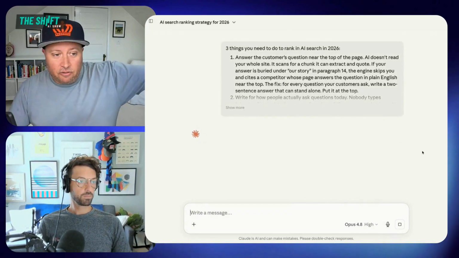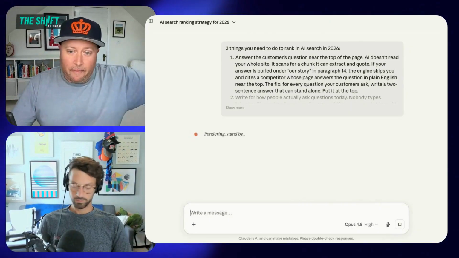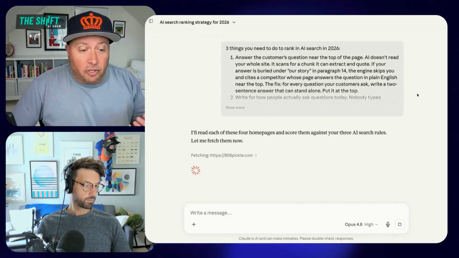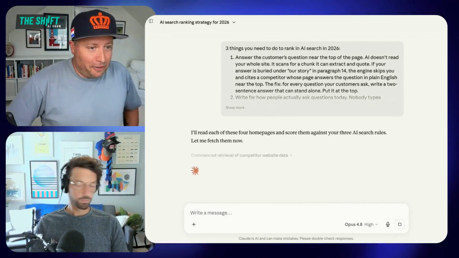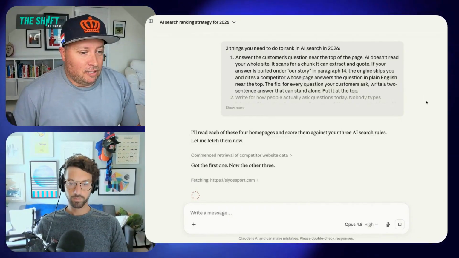It's going to go in and actually scan those websites. It's going to look at the content, and then it's going to score it against that measure that I gave it. I'm going to let this run in real time because honestly, it does not take very long. And I think there's value in understanding how efficient and quick this process can be.